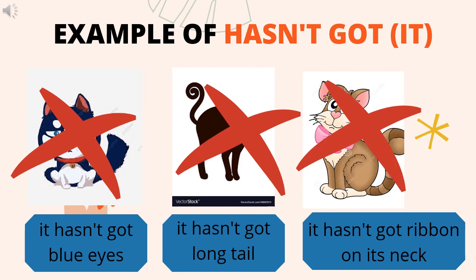Let's look at the examples of hasn't got for the pronoun it. The first one, it hasn't got blue eyes. The second one, it hasn't got long tails. The third one, it hasn't got a ribbon on its neck.